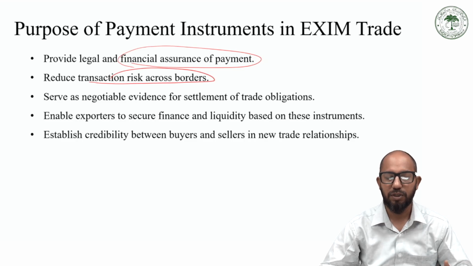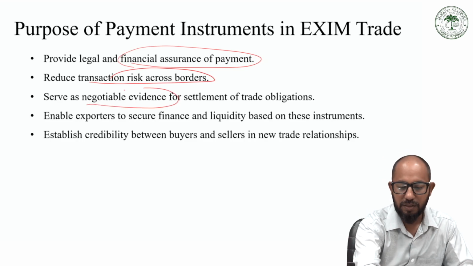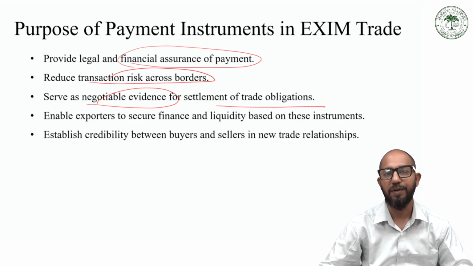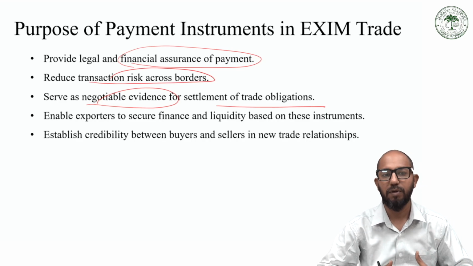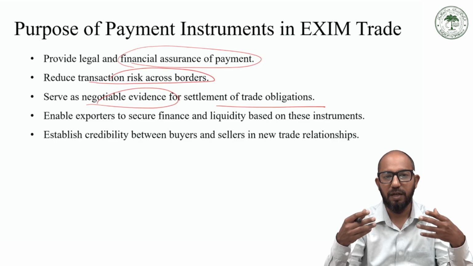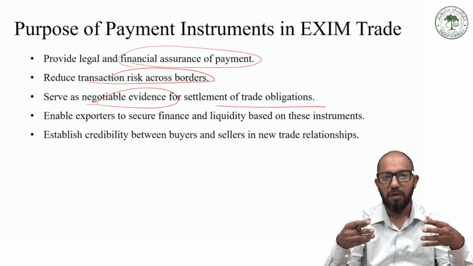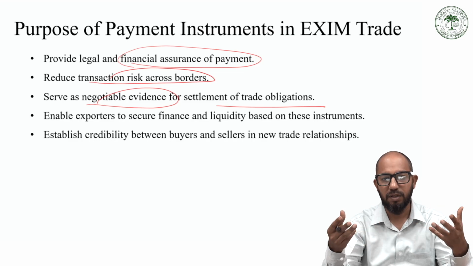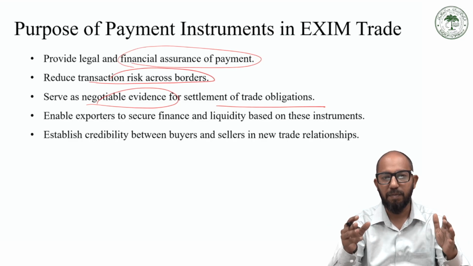Similarly, it also serves as negotiable evidence for settlement of trade obligations. Negotiable evidence means that if there is any kind of conflict, or if any negotiation is going on over further issues, then the payment instrument is the evidence of either the payment which has been made or the obligation of the payment which has been promised.